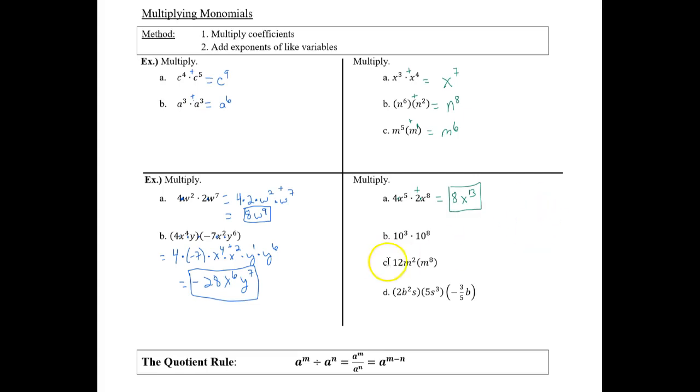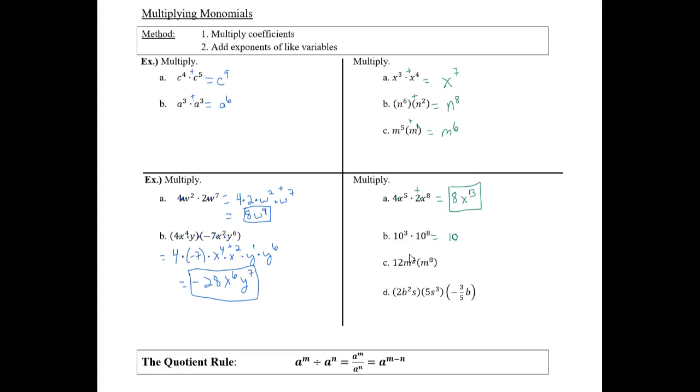Part B is kind of tricky. A lot of people mess this one up. The reason being, 10 is not a variable. 10 is a number. But 10 is still the base. So I have 3 10s here and 8 10s there. So overall, I have how many 10s? So the base stays the same. Just like x times x, this is still x.